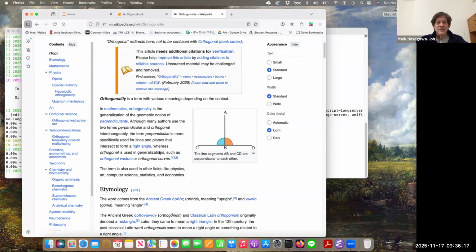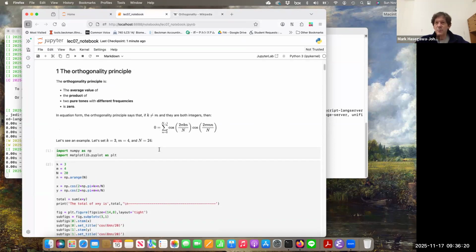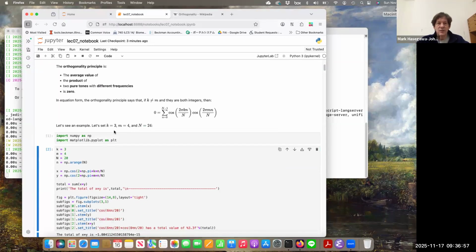And so this idea of zero relationship is something that we're going to use for pure tones. You remember that in audio, everything is a pure sine wave or a pure cosine wave. And cosines and sines have this interesting property that when you multiply them together and average, the average is zero. So the way I've stated it here, the orthogonality principle is that the average value of the product of two pure tones with different frequencies is zero. So we're going to take a cosine that has 3 complete periods, and a cosine that has 4 complete periods. If we multiply them together and add, the result is zero.